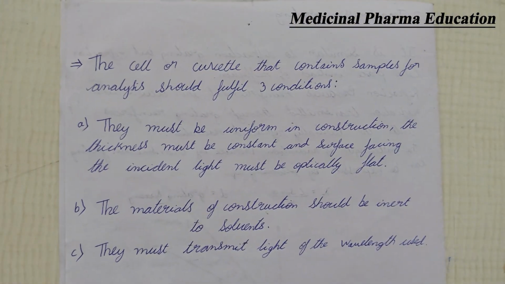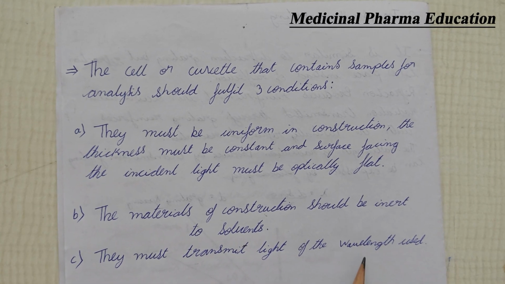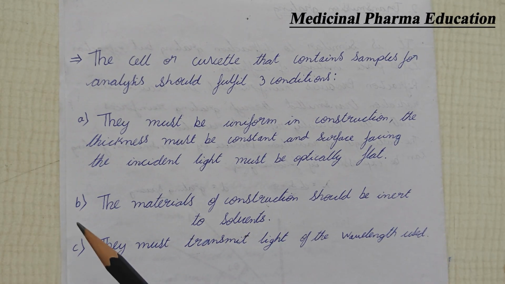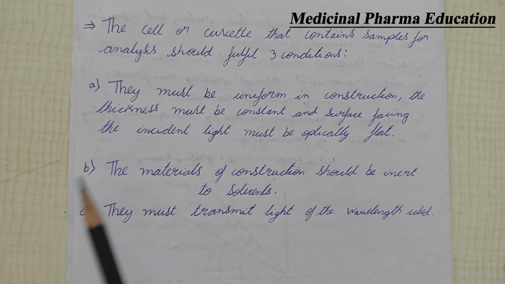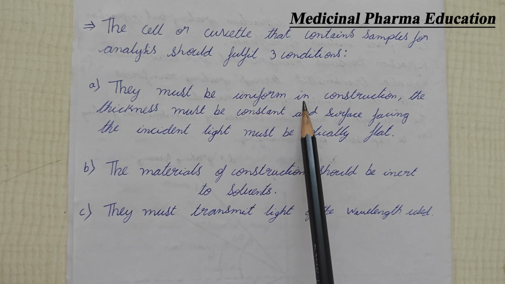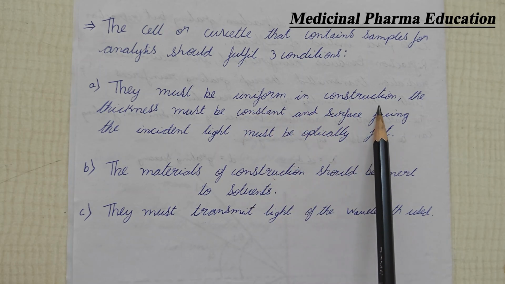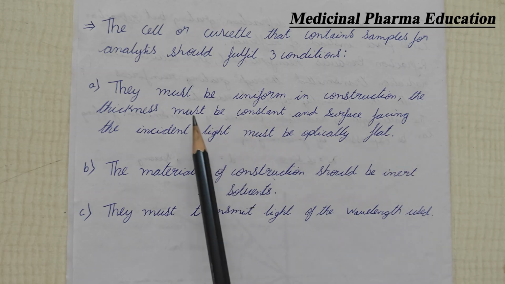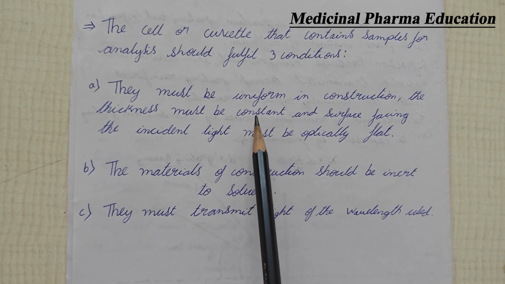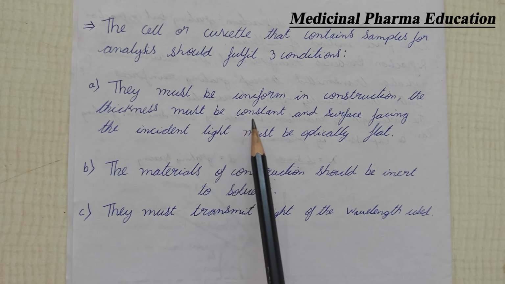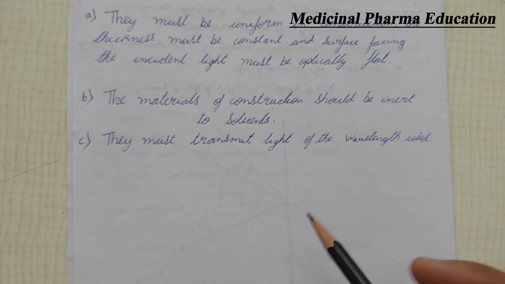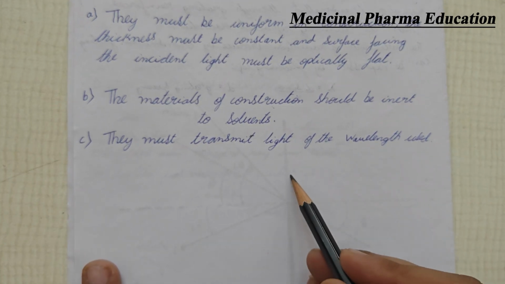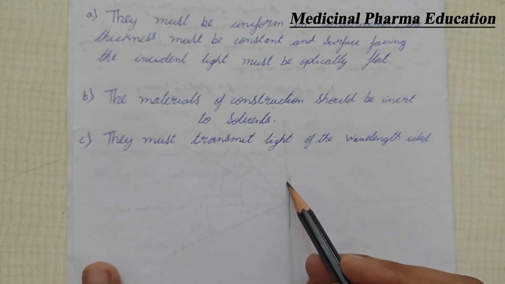Next, there are mainly three conditions to fulfill for the cuvette. First, it should be uniform in construction, and the thickness must be constant, and the surface facing the incident light must be optically flat. I already said this. One side of the cuvette surface should be transparent.